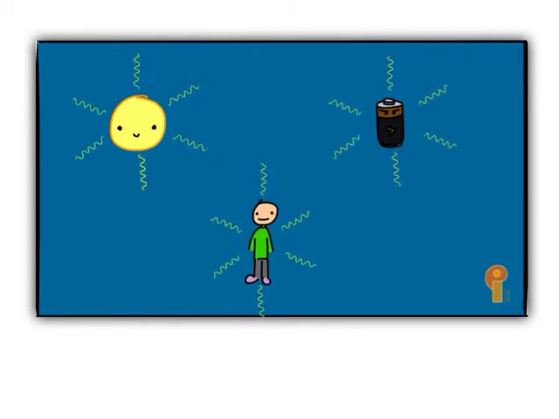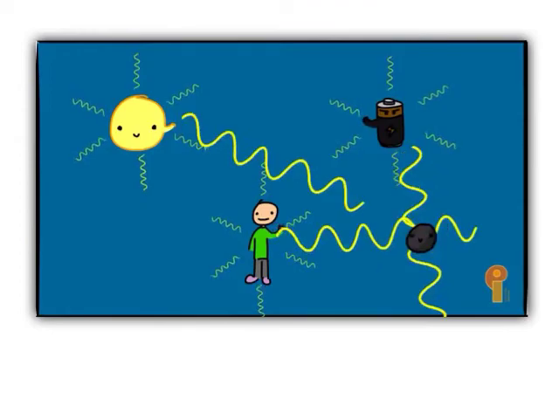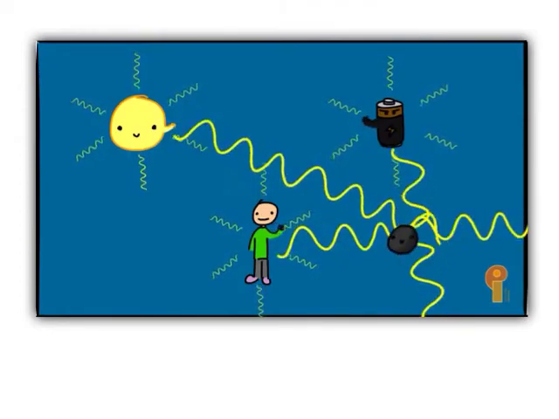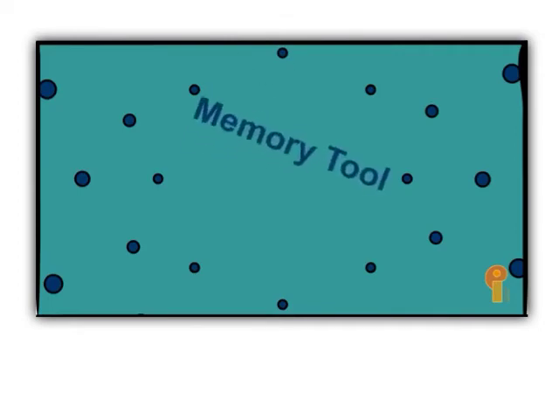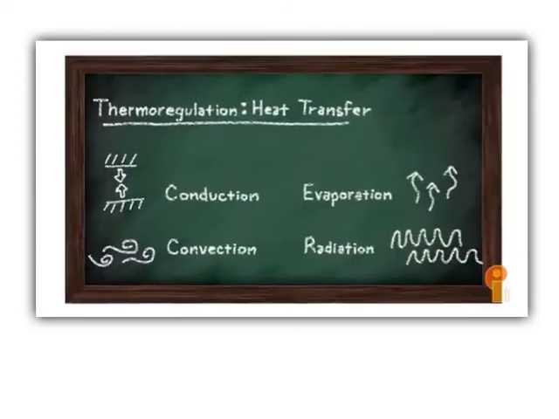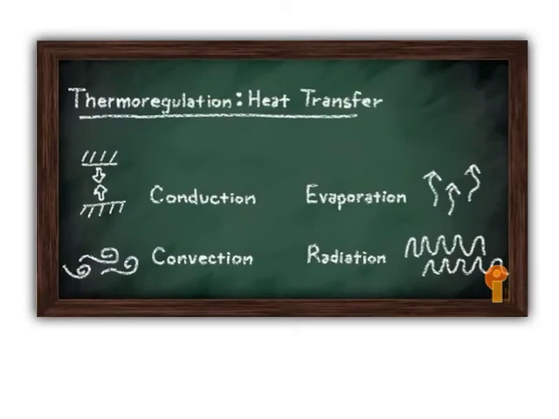All of these objects emit energy in the form of waves. As their electromagnetic waves contact other molecules, it increases that molecule's energy and thus makes it hotter. Here's a little memory tool. Radiation kinda sounds like ray, just like the rays from the sun. So when you hear radiation, think of heat transfer in the form of these waves. And those are the 4 forms of heat transfer, made easy.